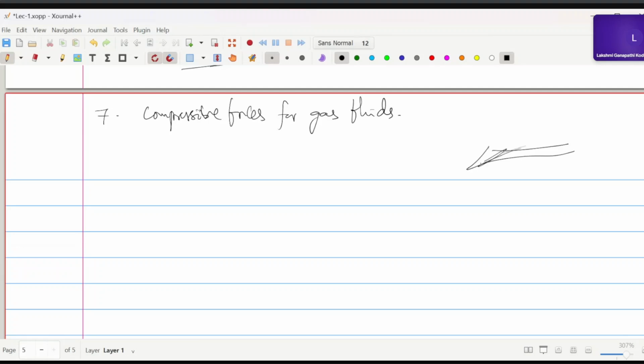For example, this is a solid surface. Here, velocity is zero. Horizontal velocity has to be zero. No slip condition. Okay.